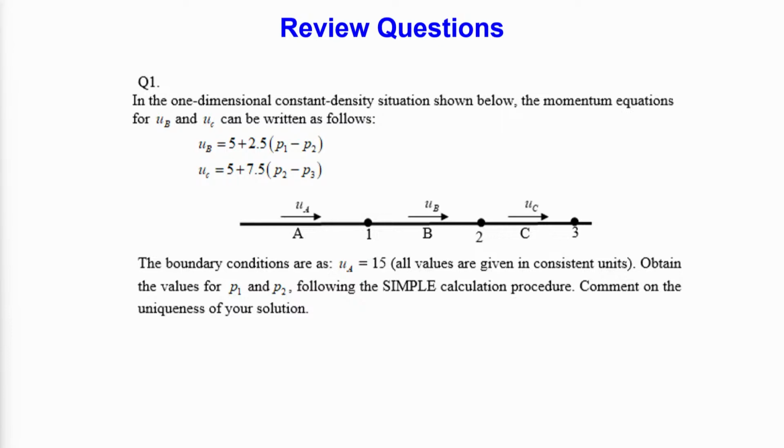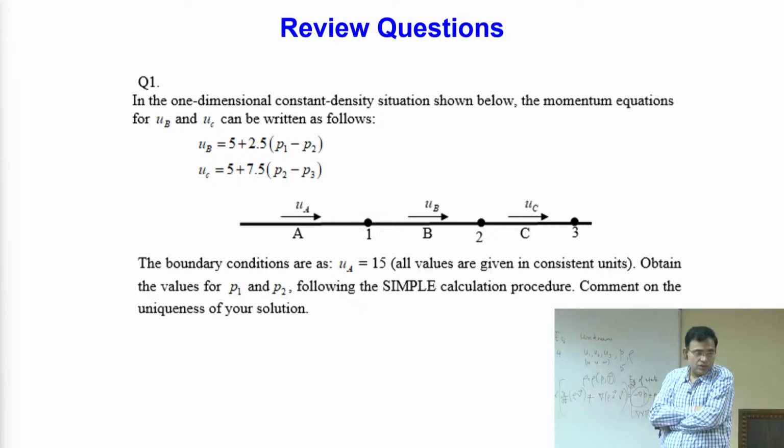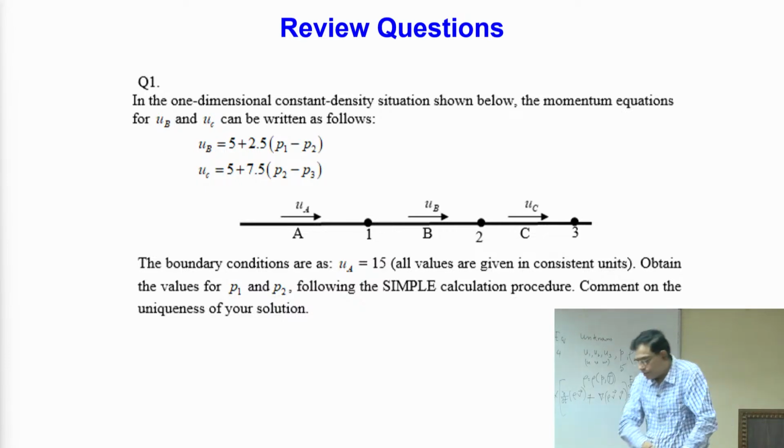So, I have put a few review questions. Let us say you have a one dimensional problem, and the momentum equations are like this, as if someone has discretized them for you. You can see that u at the point B is a function of the difference in pressure between 1 and 2, just like your capital P and capital E, and u at the point C, and the boundary condition is that u at A is 15. Obtain the values of P1 and P2 following the SIMPLE calculation procedure. I will just show you how it is done.